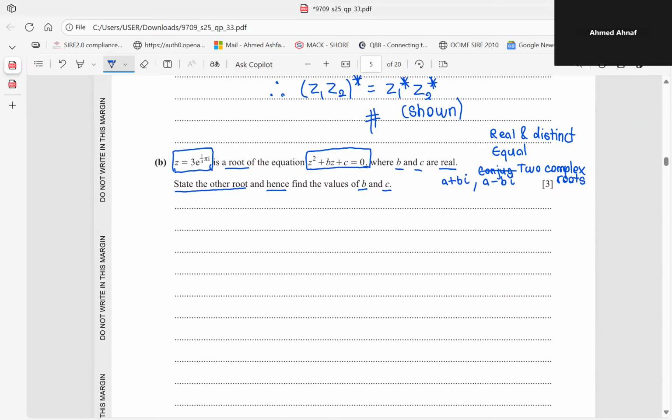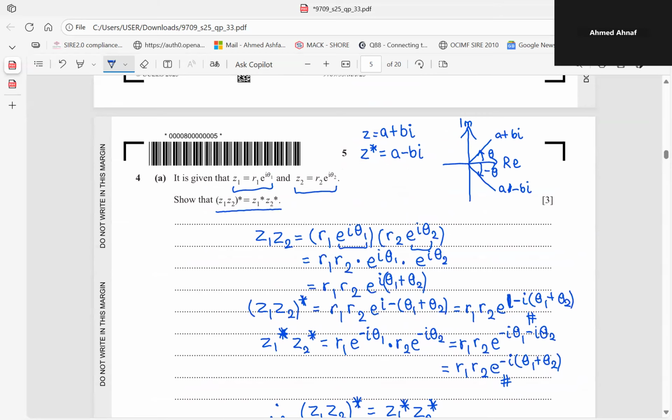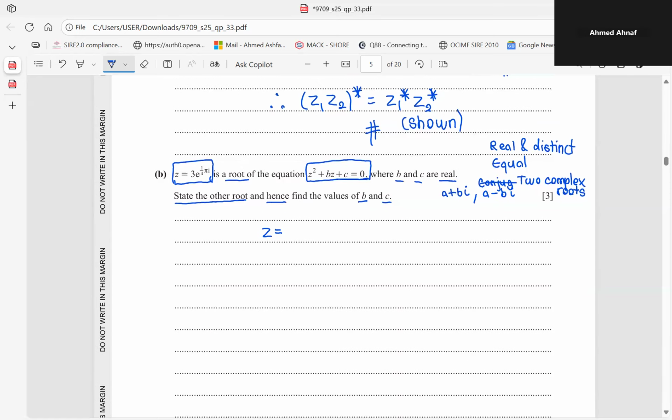So to find the conjugate of this complex number, we can write z equals, and use this Argand diagram in here. So the modulus remains the same, but the argument is multiplied by -1. So z equals 3 times e to the power of minus 1 over 4 pi i. So this is the other root of this equation. And now using this answer, we have to find the values of b and c.